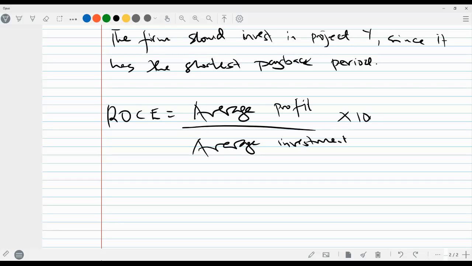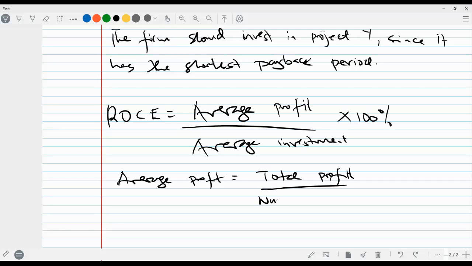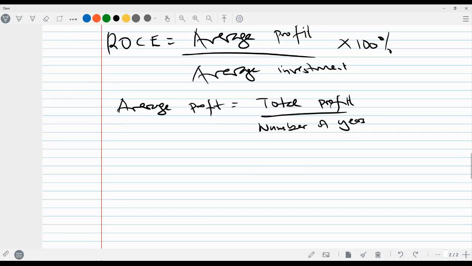And of course, we express this as a percent, where average profit is equal to the total profit to be earned over the life of the investment, divided by the number of years. If the life of the project is 10 years and the total profit to be earned is 100 million, then 100 million divided by 10 gives the average profit per year.